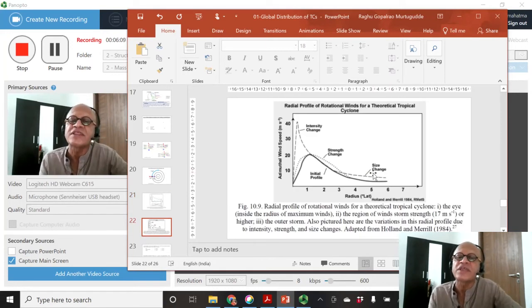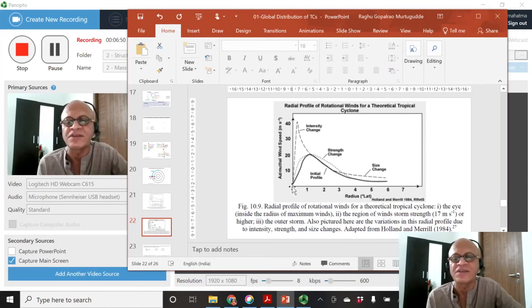You can also look at the radial profile of rotational winds for a theoretical tropical cyclone. So here we are looking at the radial profile of rotational winds for the eye of the cyclone, so inside the radius of maximum winds. So you have an initial profile here. It's just starting from, let's say, a tropical disturbance into a tropical cyclone. So you have weak winds as you go out away from the eye. The winds reach their maximum and then they drop off towards the eye, which is the quiet region.